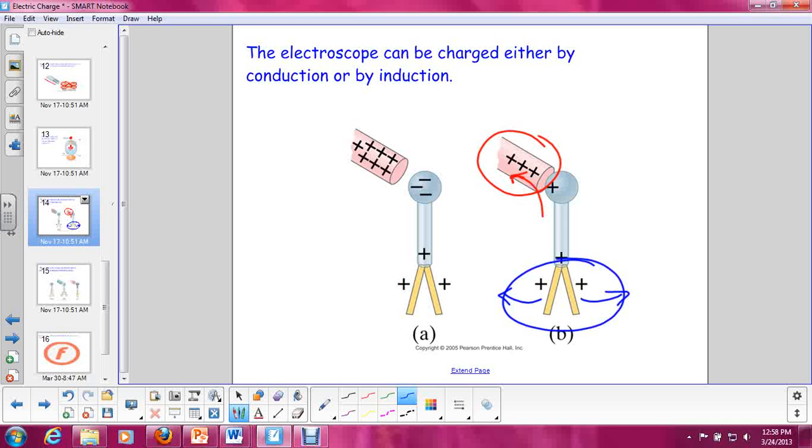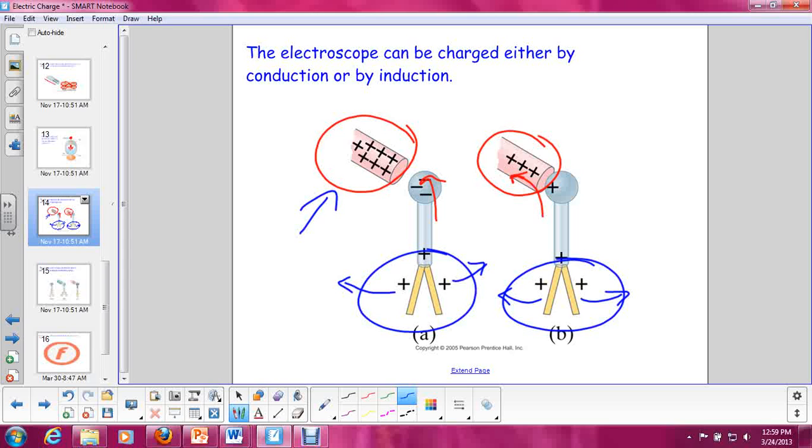If we do it by induction, we bring a positively charged rod very close to the electroscope and not touching it, and that makes our electrons come up to the top because opposites attract. Because our electrons come to the top, the protons are left down at the bottom. We have like charges here, they're going to repel. The tricky thing about this is if you do not know the charge on your object, on your rod, then you cannot tell what kind of charge it has just by doing this.